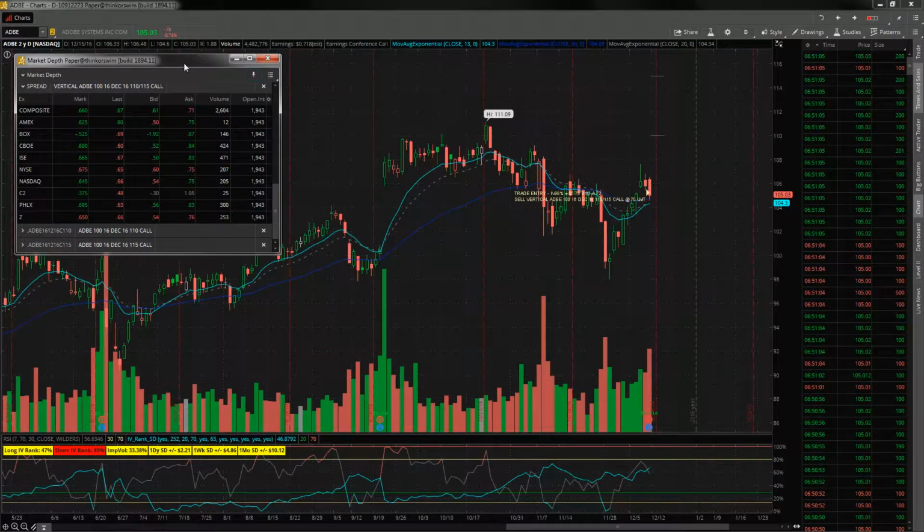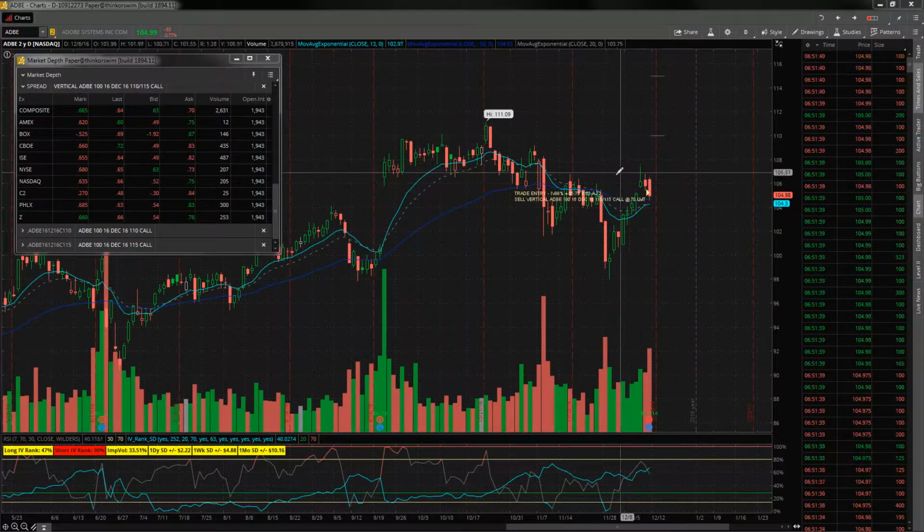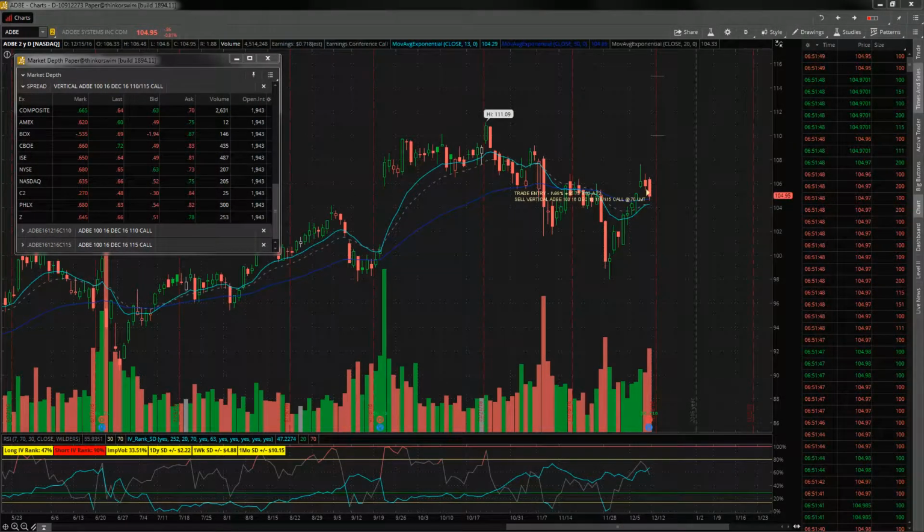Let's work out the return on capital. It is a 14% return on capital if I take this to max profit, as long as we stay below 110 by tomorrow's expiration. I'll just pause this. Be back.